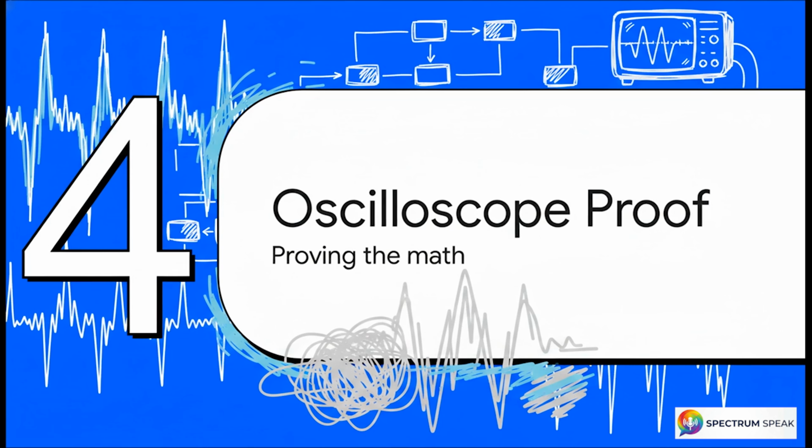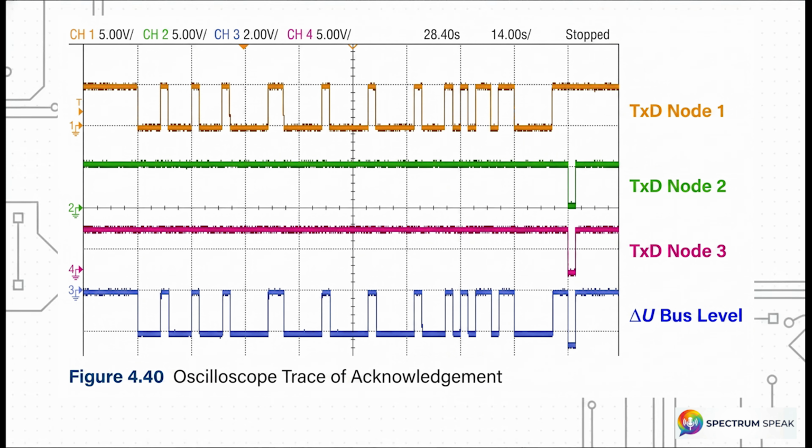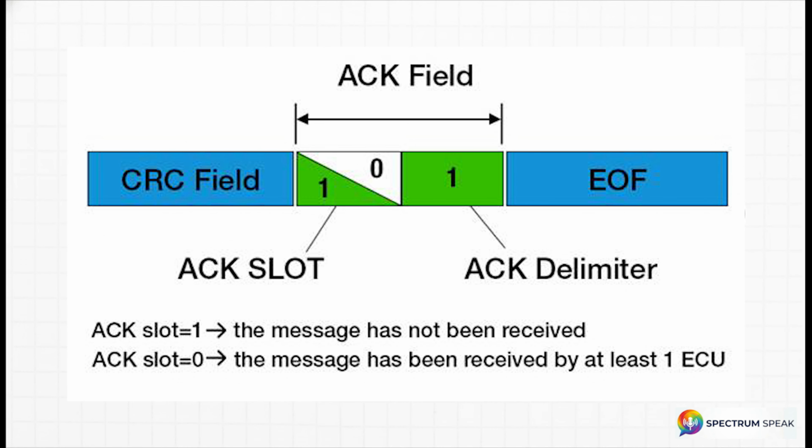Section 4. Oscilloscope proof in action. So the crucial point is proving this math and this dominant overwrite in physical reality. When we do a forensic deconstruction of the acknowledge slot, it becomes crystal clear. The sender intentionally yields during the ACK slot by transmitting a passive recessive bit. Essentially, it's broadcasting silence. But the receivers, because they calculated a correct CRC, they shout a dominant 0. They physically force that delta U bus voltage to spike right up to that dominant 2-volt differential. This is the overwrite in action.